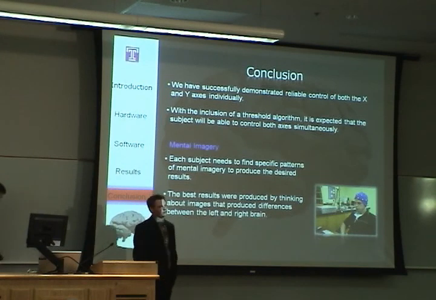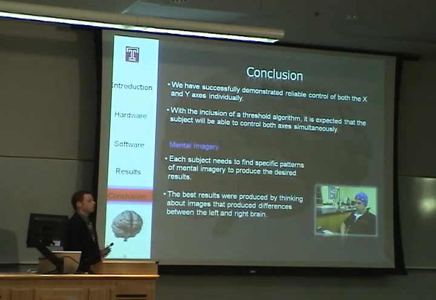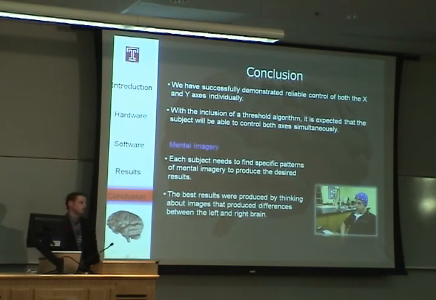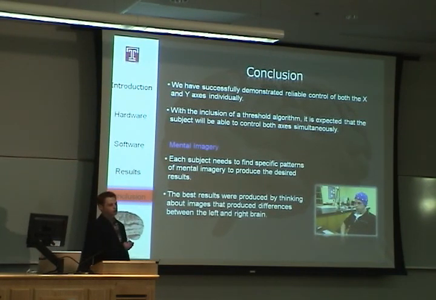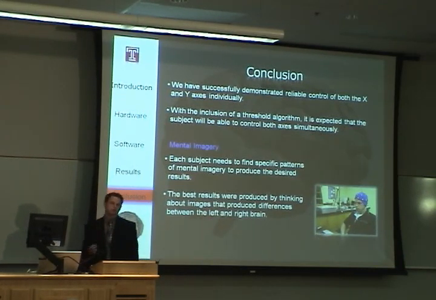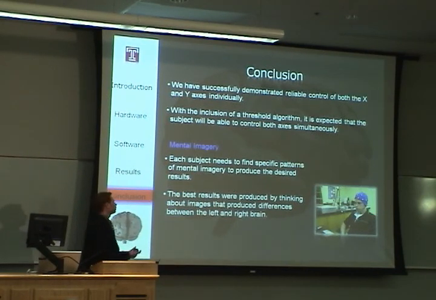So we basically, at this stage of the project, have successfully demonstrated X and Y axis cursor movement. One of the major roadblocks we ran into is getting the user to modulate both axes at the same time. At the current state, like you saw in the video, we have the vertical going. You can also flip that onto the horizontal axis and have that move, but not at the same time. We think with the inclusion of this threshold algorithm we've been working on, that would be much improved, and the user, through more training, would be able to do that.